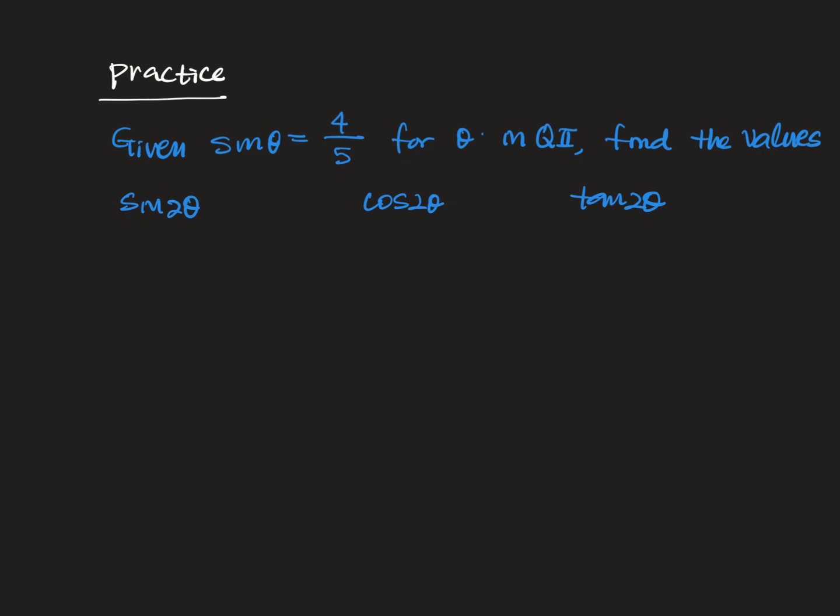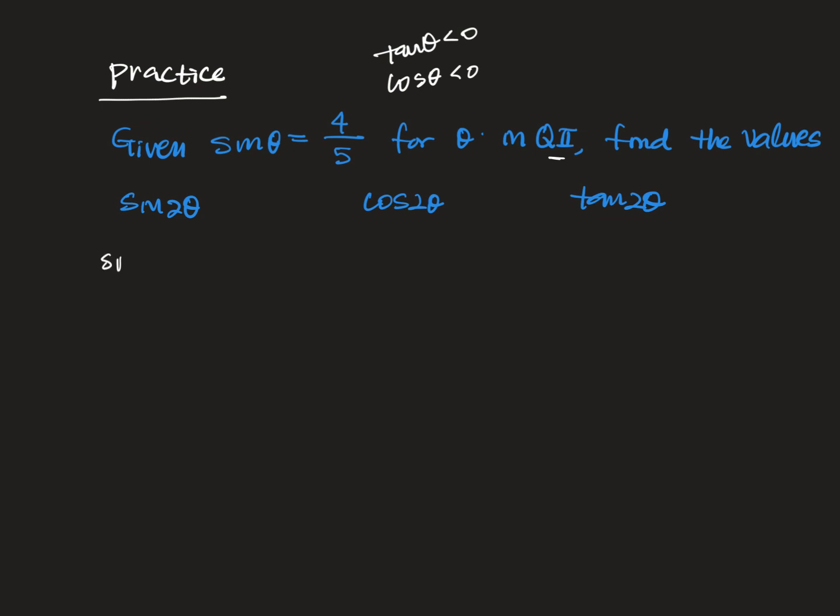I'm going to try this question a little differently, okay? I want to use the Pythagorean identity to find the cosine value this time. You can pick any method you like. So sine is 4 over 5, quadrant 2. Here cosine theta is negative, tangent theta is negative. So we have to find cosine.